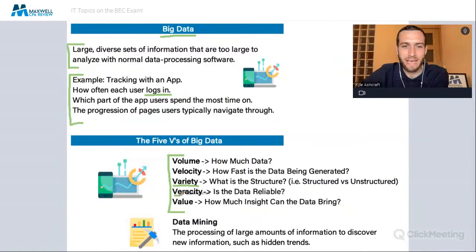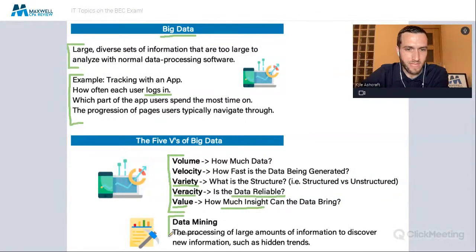Next, we have the veracity, which is the data reliable? That's the hardest one to remember because we don't typically use the word veracity in our language. So veracity is how reliable is the information. And the 5th V is value. So how much insight can the data bring? So these are the 5 V's of big data. It's kind of how we define the quality of data that we're talking about.